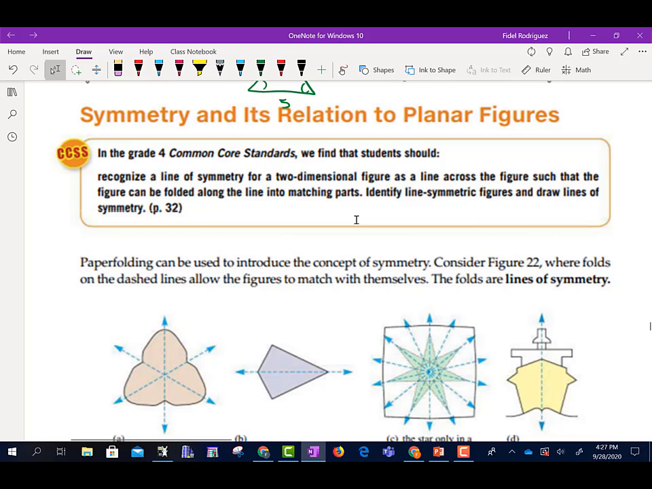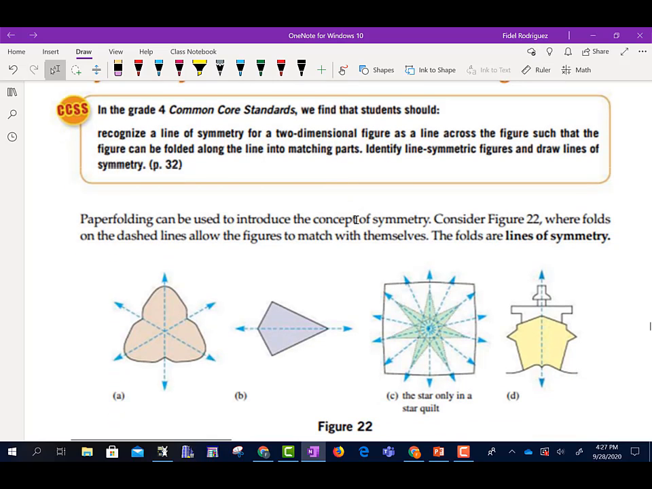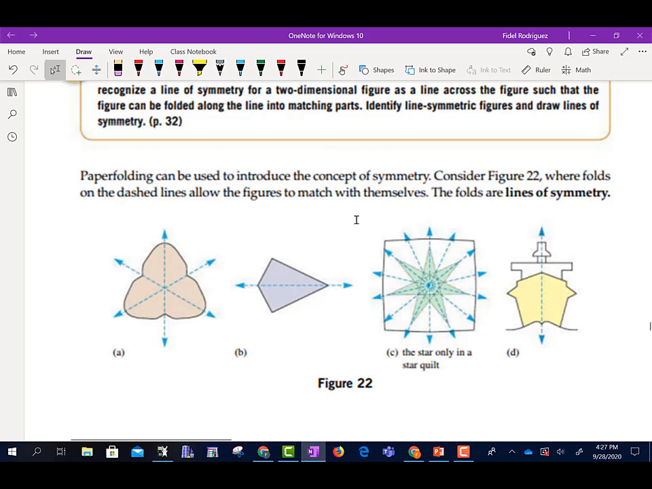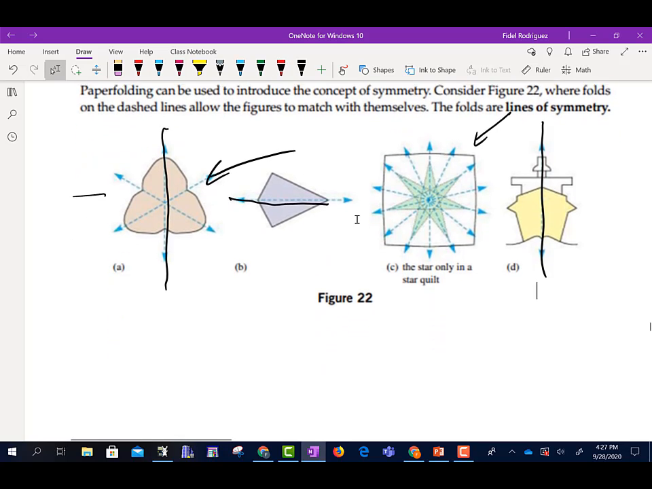All right, so now let's talk a little about symmetry and its relation to planar figures. So paper folding can be used to introduce the concept of symmetry. So again, if you were to take this picture here, and if you were to fold it along this side, you would see that this side here and that side there would match up. You can fold this one in many places, and this one you can only fold once, right? Straight down the middle. That's what we talk about when we talk about lines of symmetry, okay?